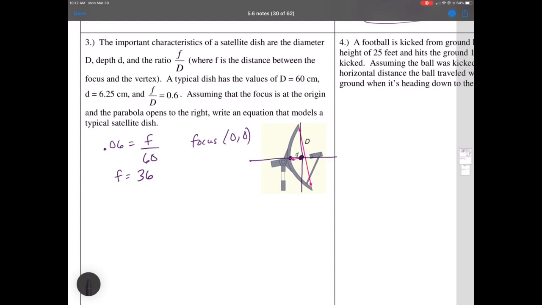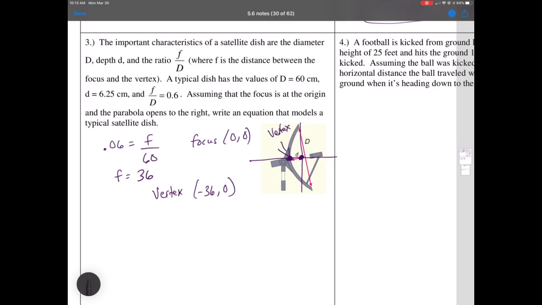And so my vertex will be somewhere right here. So that lets me know that my vertex is at negative 36, 0, because it's behind the focus.